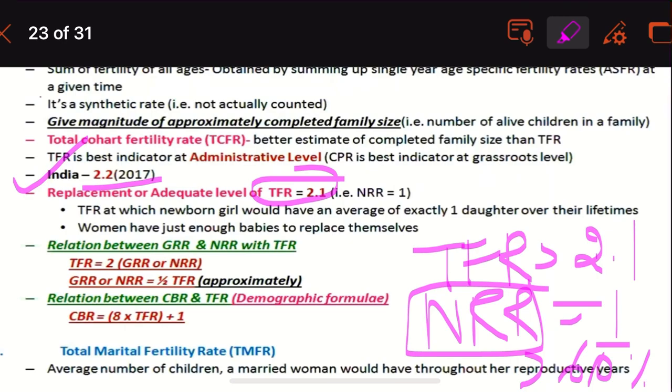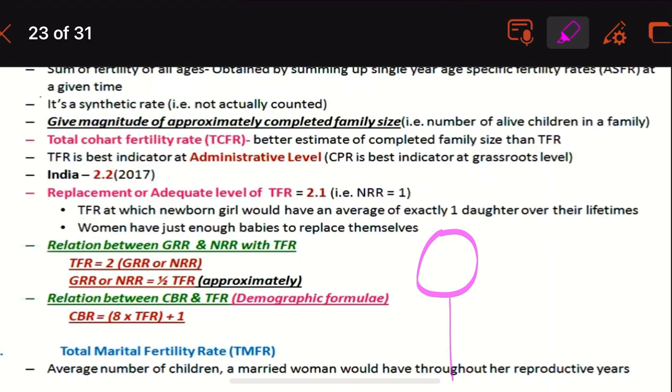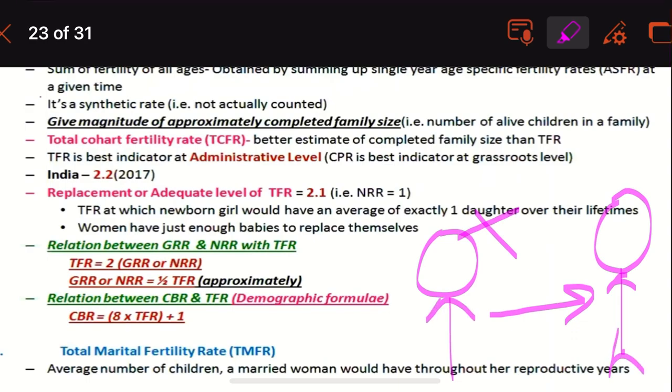So the similar thing: the total fertility rate at which a newborn girl would have an average of exactly one daughter over her lifetime. So we see that a newborn girl has the capacity to replace herself with another baby. She will give birth to another female in her life, and it is a replacement for her.